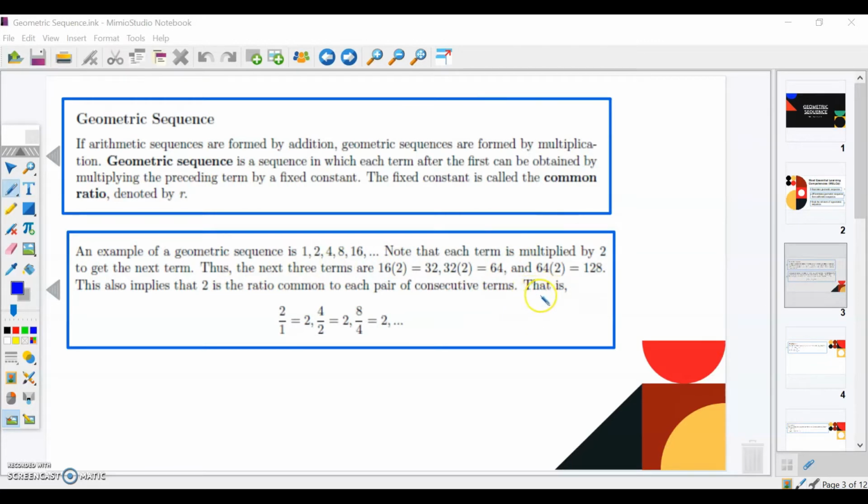The other way to find the common ratio is by dividing the next term by the previous term. So, we divide 2, the second term, by 1, and we get 2. We also divide 4 by 2, and we get 2. In this case, this shows that the common ratio is equal to 2.